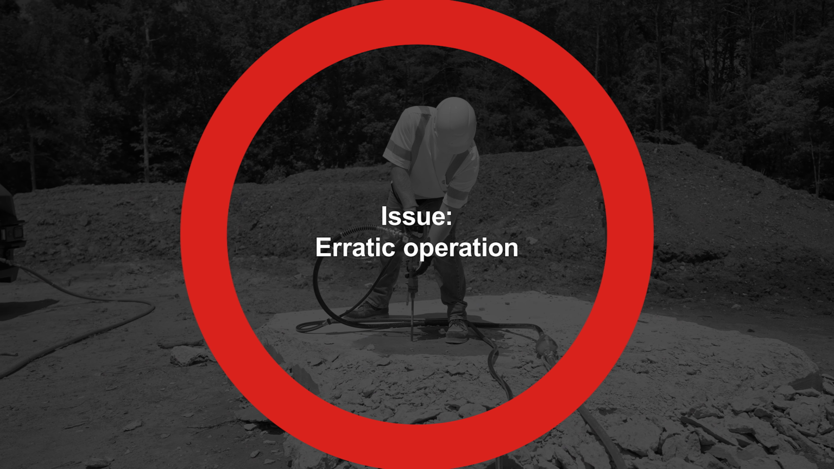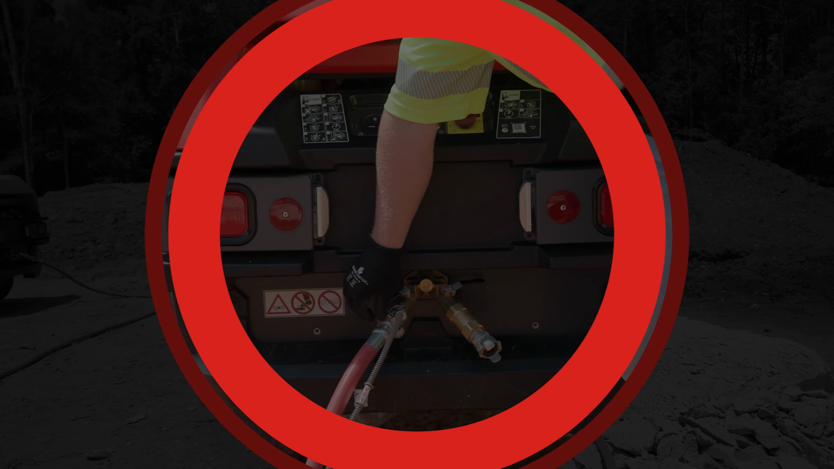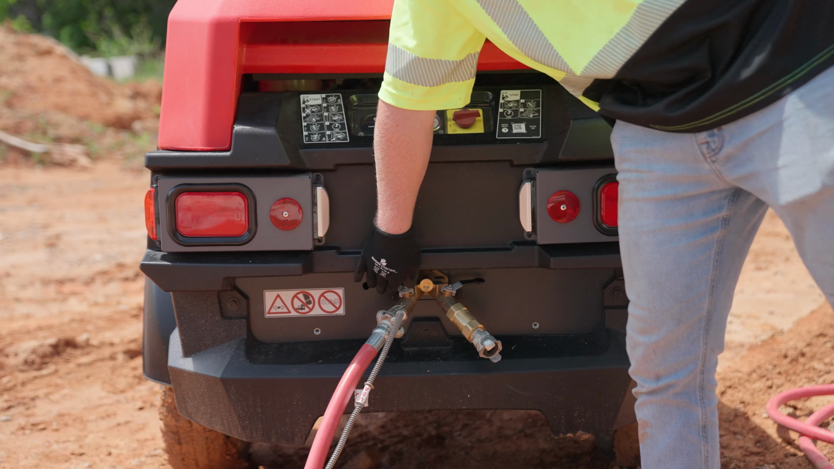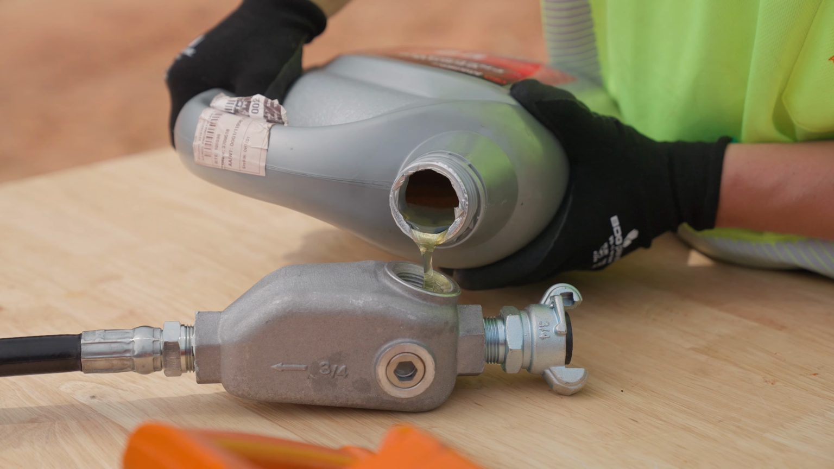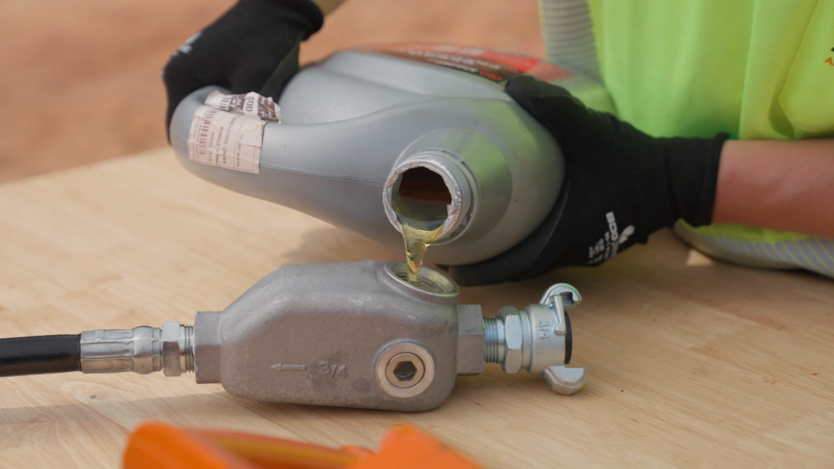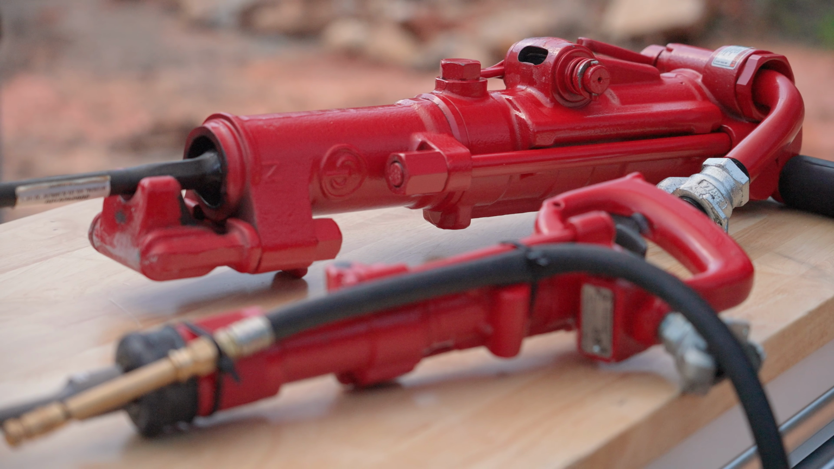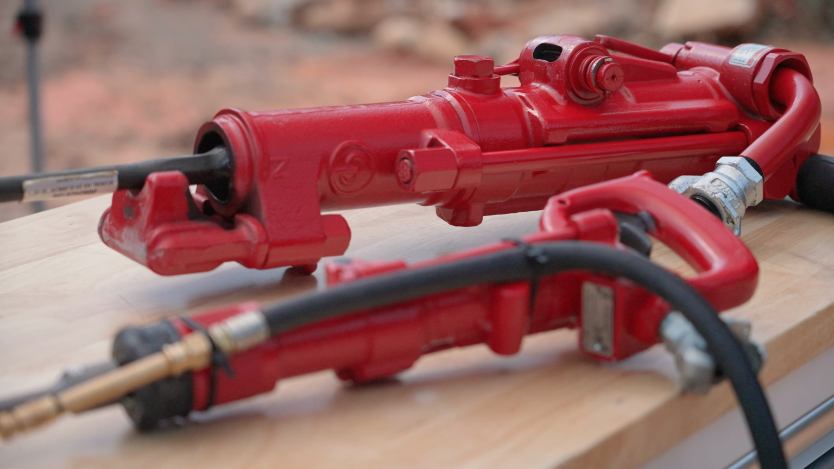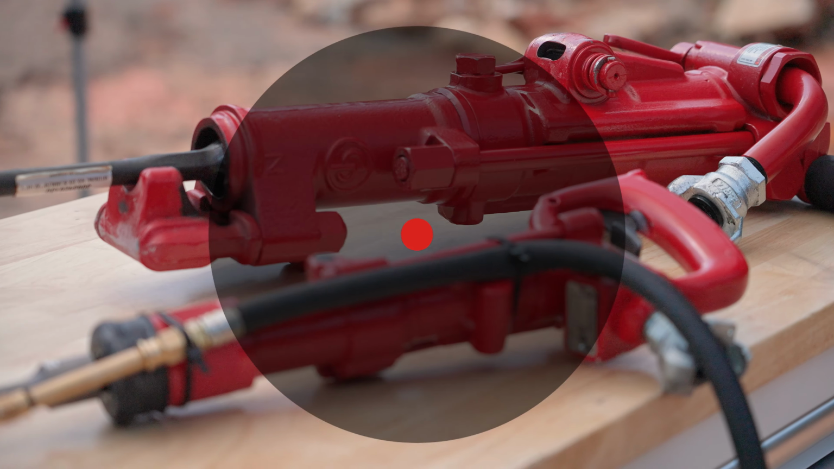Issue: erratic operation. First, disconnect the air, flush cleaning solvent through the tool, and then add oil. Check for loose components or dirt in the valves. If the problem continues, open the tool and inspect the valve set and cylinder ports for obstruction.